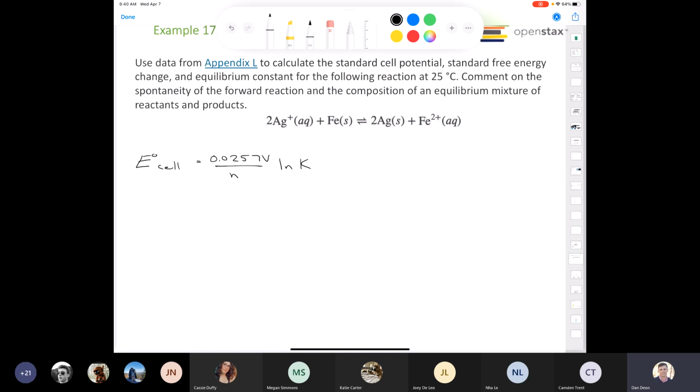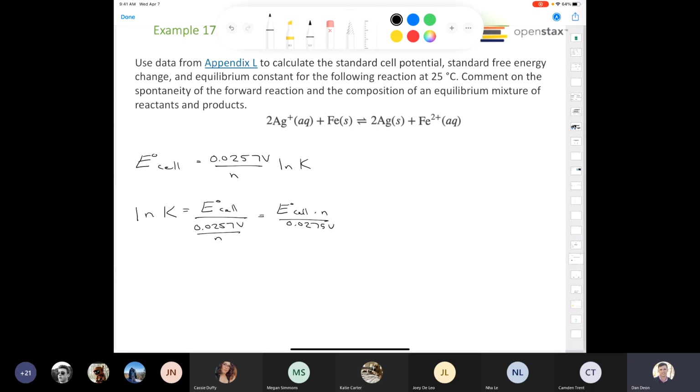If we solve for the ln of K, which is what I'm going to do next, we get that the ln of K is going to be equal to E naught cell divided by 0.0257 volts divided by N, which is the same thing as saying E naught cell multiplied by N divided by 0.0257 volts, like that.